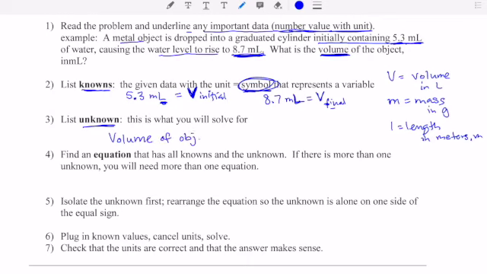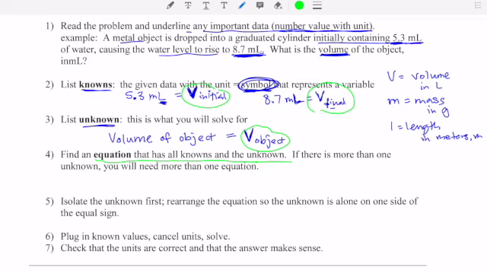So this is, again, we want to write the symbol that it represents. This is the symbol V. But this is different from the initial volume or the final volume. This is the volume of the object, so V sub object. Then the goal of writing all those symbols, this V initial, this V final, and the V object, is so that you can find an equation that has all of those symbols in it.